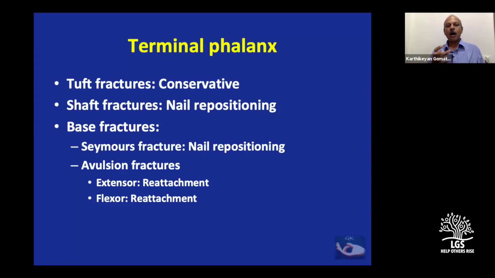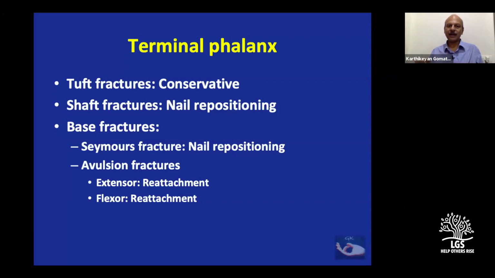Whereas on the base, two types of fractures can occur. One is the fracture that occurs distal to the insertion of the extensor apparatus, the terminal tendon of the extensor. So there what happens, the proximal segment, both the extensor and flexor are attached, whereas the distal segment, only the flexor is attached, because by nature the flexor attachment is a little more distal than the extensor attachment. So the tip of the finger goes in like that. So it looks like a mallet deformity.